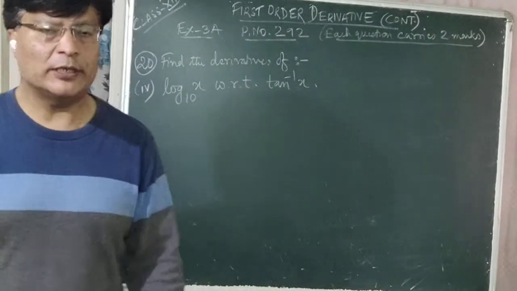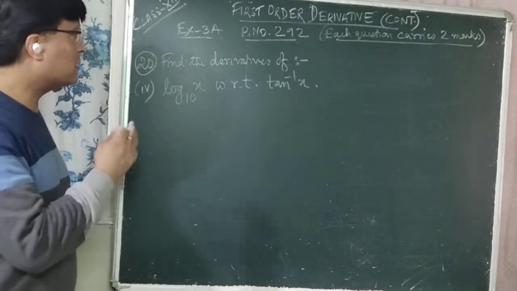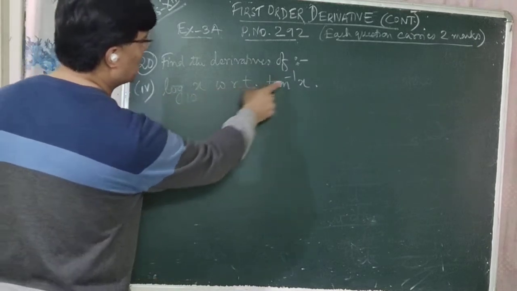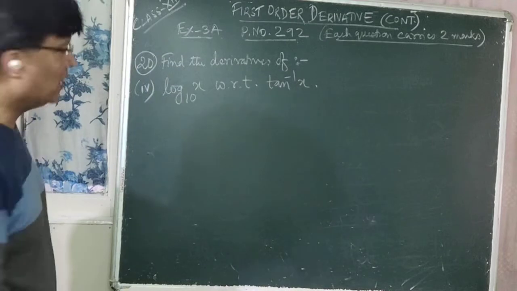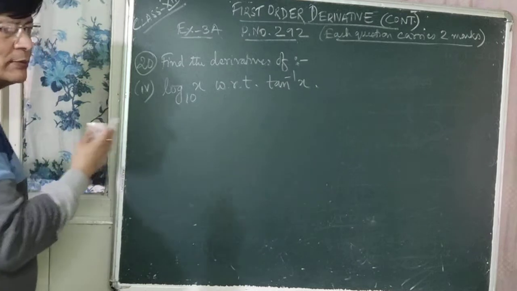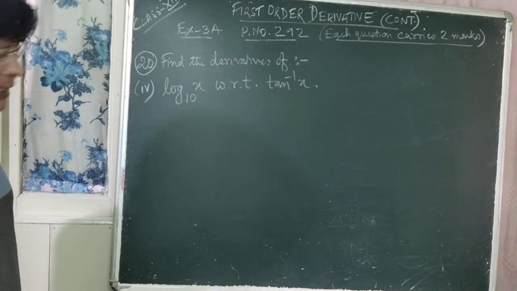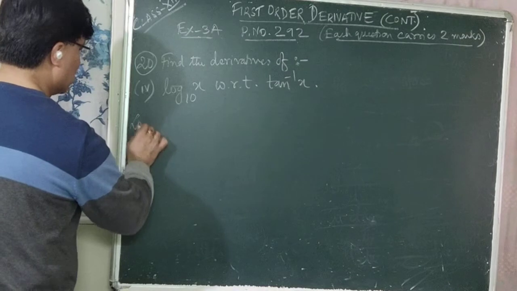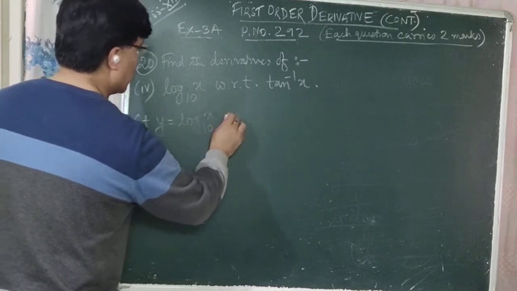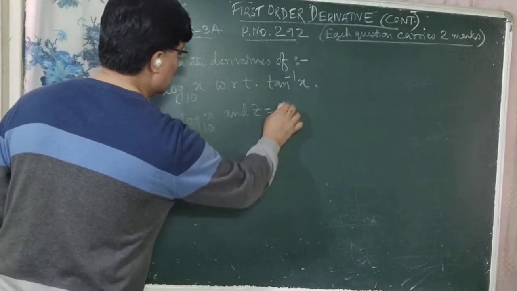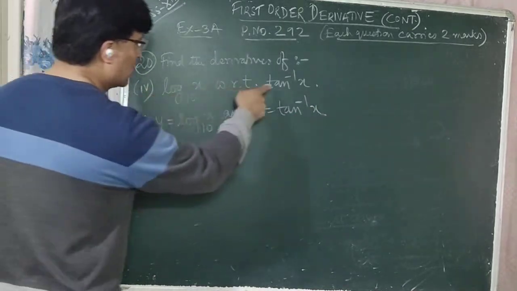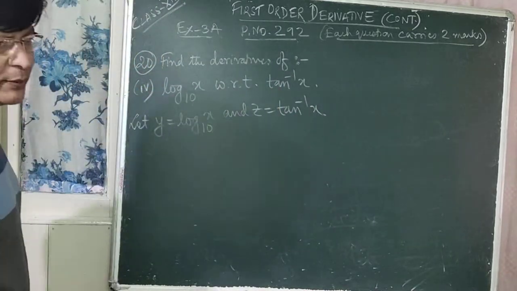So now we'll do the next question, that is find the derivative of log x base 10 with respect to tan inverse x. Okay, so you can use the same method as you have done in question number 1. Let y is equal to log x base 10 and z is equal to tan inverse x. That means you have to find the derivative of y with respect to z, that means you have to calculate dy by dz.